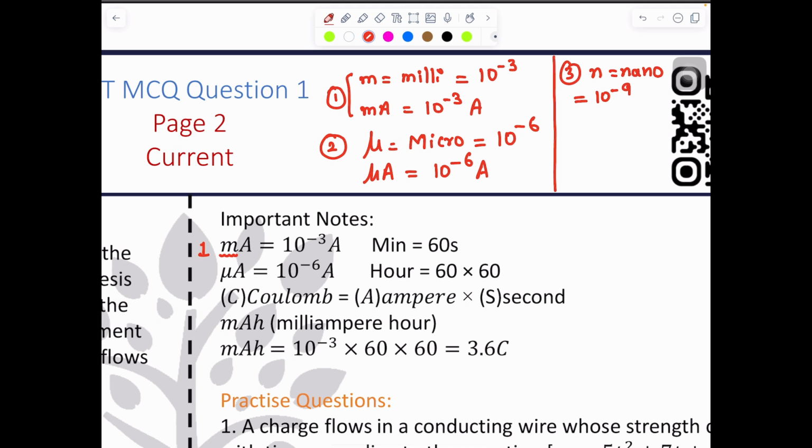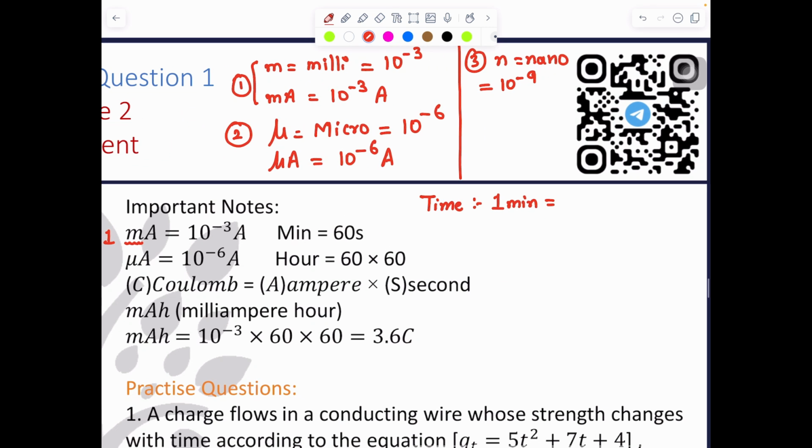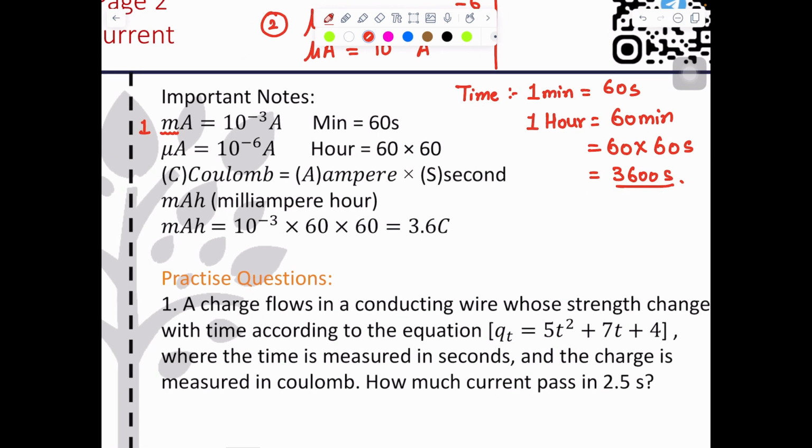Fine. Okay. Now, in terms of time, you know 1 minute is equals 60 second. Okay. 1 hour is equals to 60 minutes. Can I say 60 times 60 second, which is equals to 3600 second. Fine. Now the last, which is the most important point.